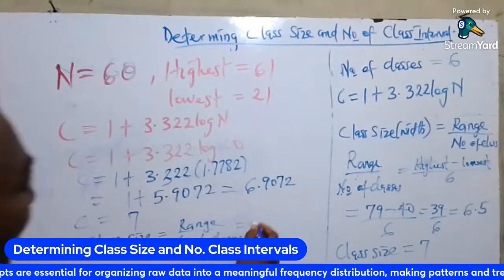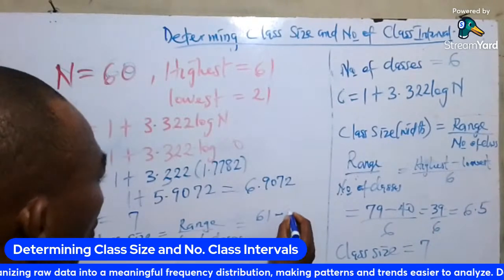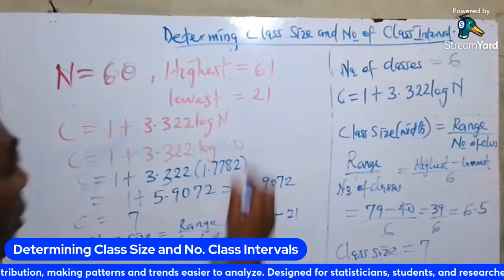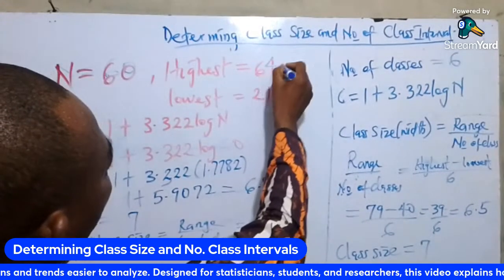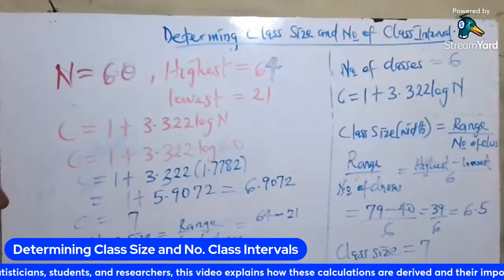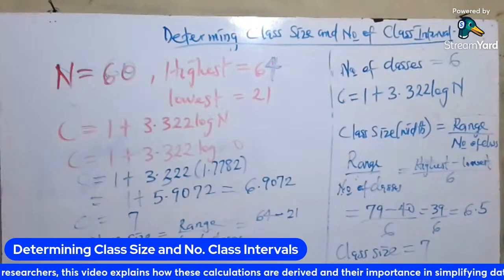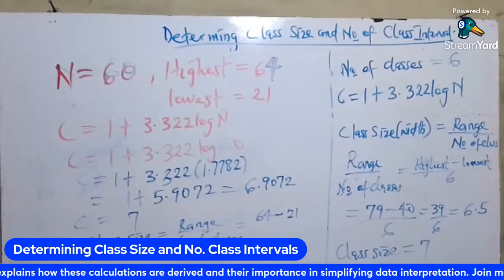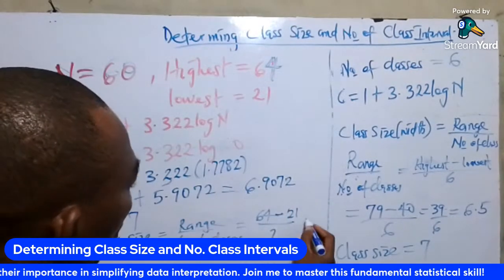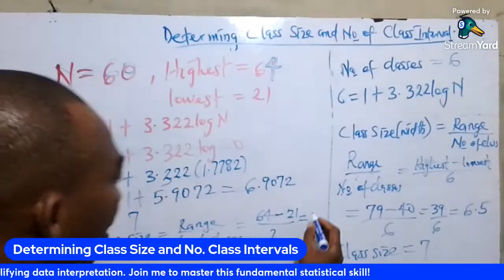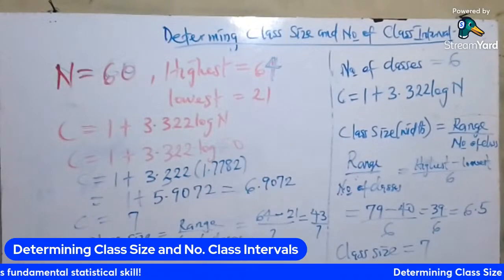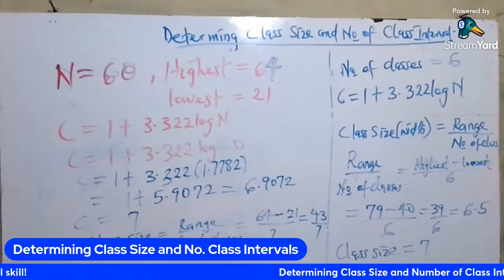So what is our range here now? The highest number there is 64. So 64 minus 21. When you take 64 minus 21, what would that be? That gives 43, and the number of classes is 7. So 43 divided by 7.